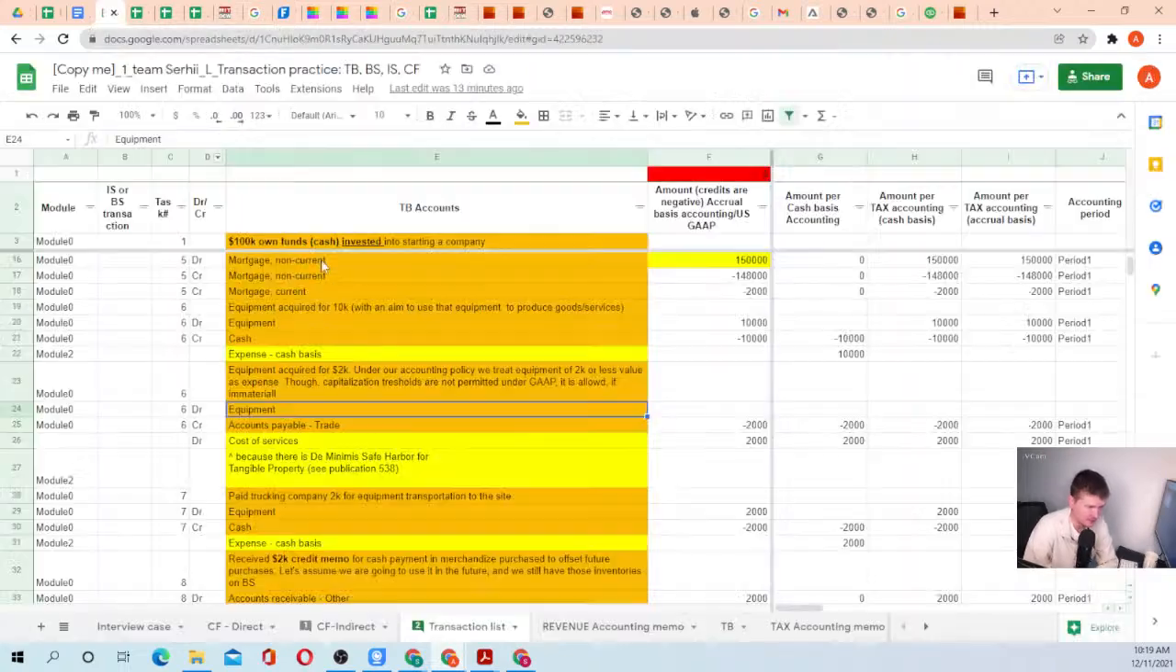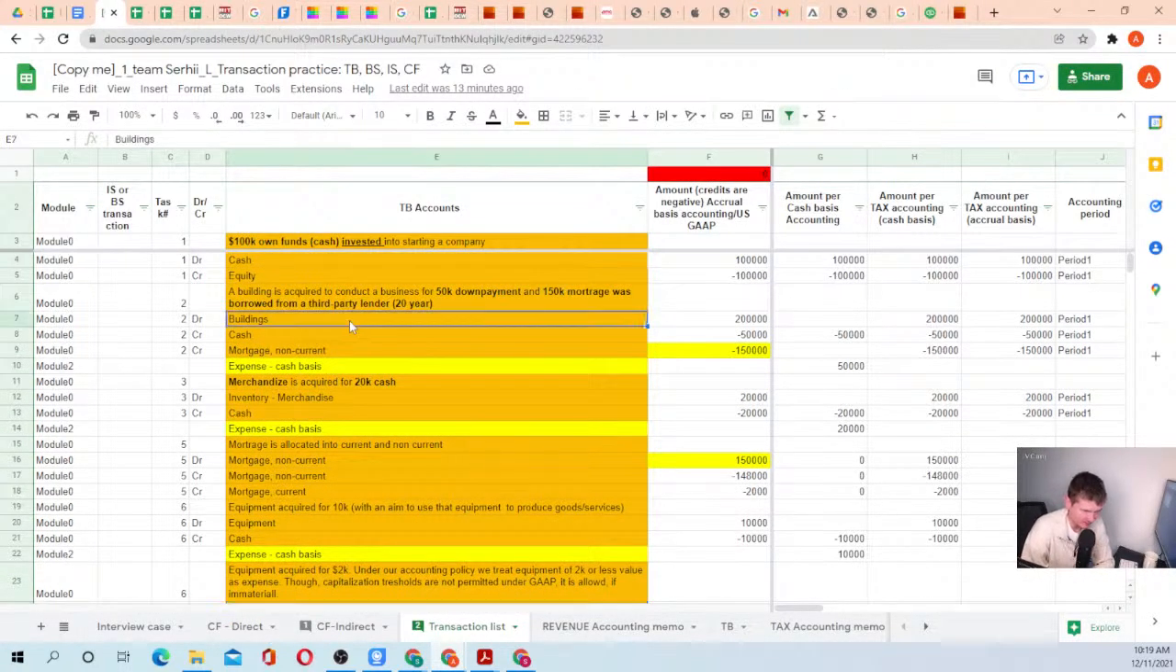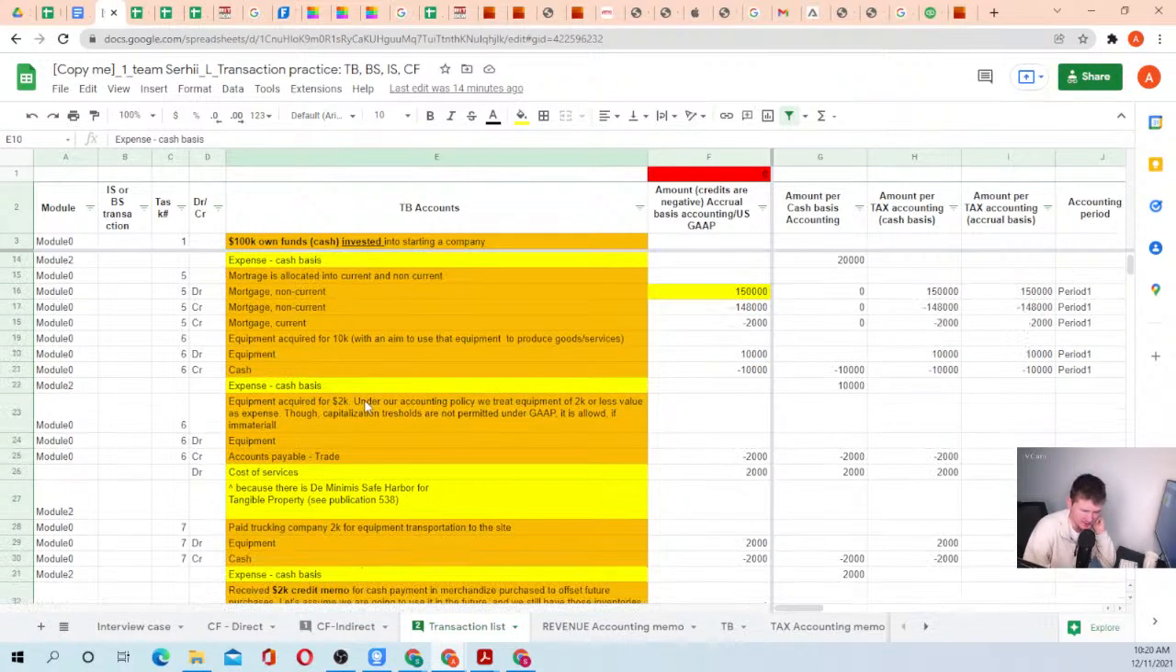As you might remember, in our practice exercises we have a building acquired with a mortgage, and we debited the full value of the building, and we credited cash, and we credited the mortgage. So for capitalization reasons, we put the full value here. And let's see the second example.